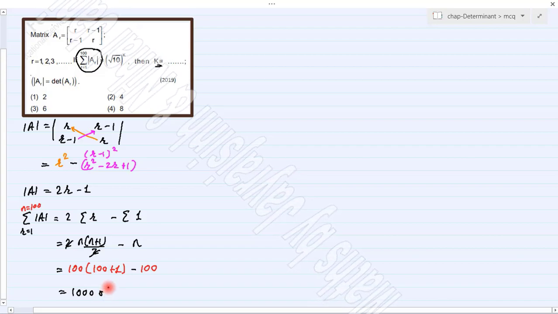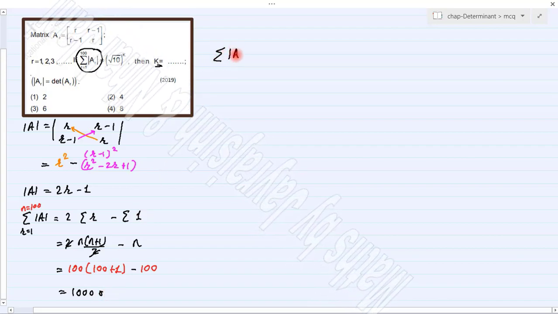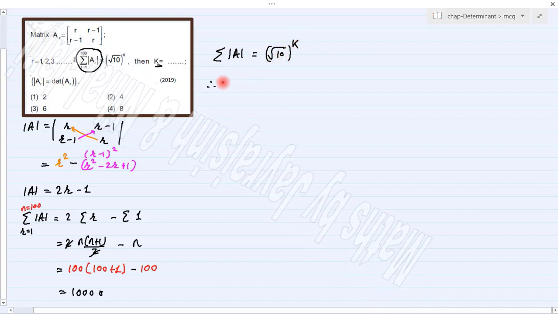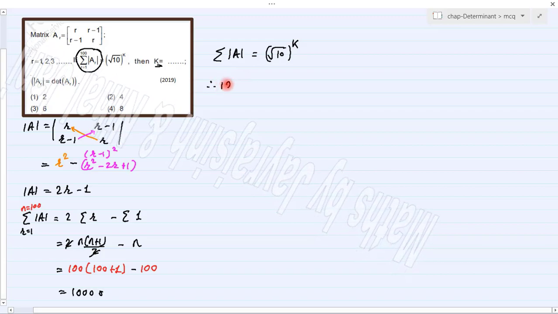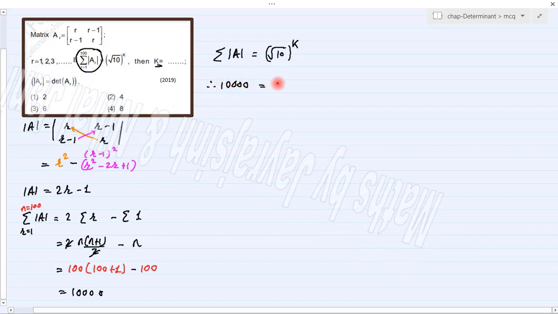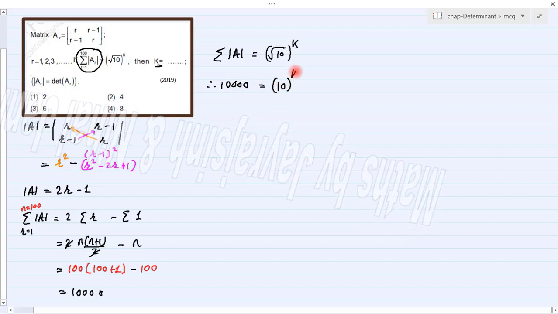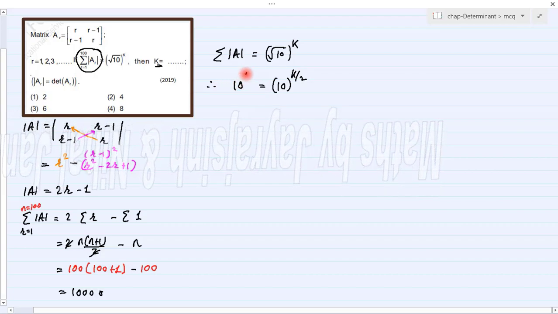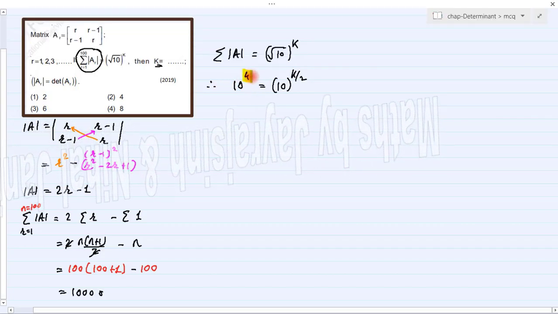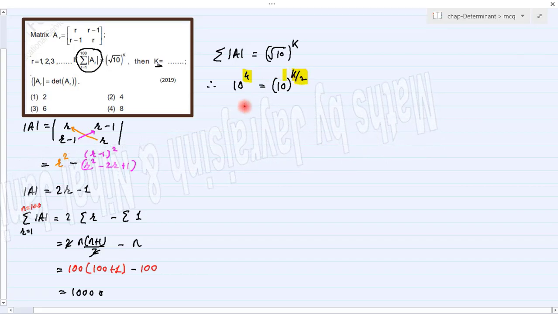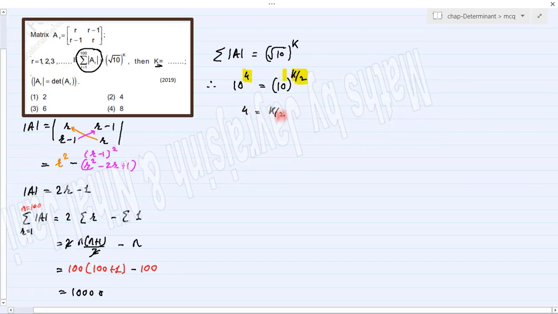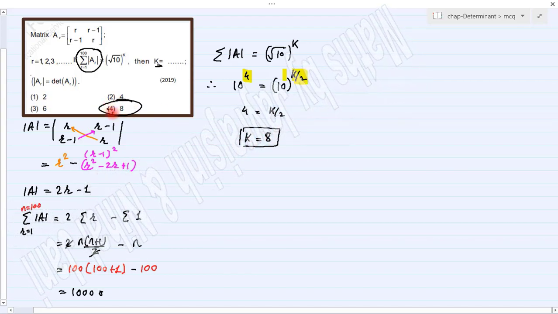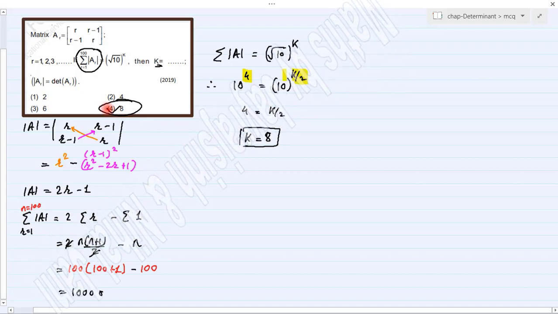Which will give us 10,000. Now, it is given that the summation of determinant of A is equal to under root of 10 raised to k. We already found the summation of determinant of A, which is 10,000. And the right hand side can be rewritten as 10 raised to k by 2. We know that 10,000 is nothing but 10 raised to 4. So if we compare the power of 10 on both sides, we will get 4 is equal to k by 2. Or we can say k must be 8, which is given in option 4. Ta-da!